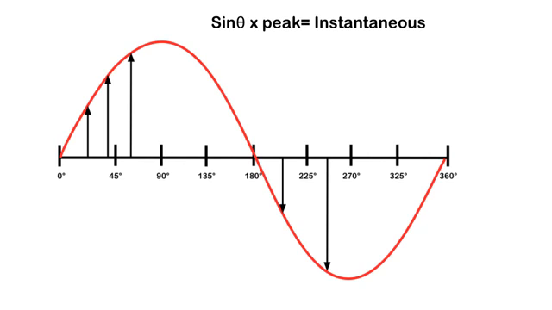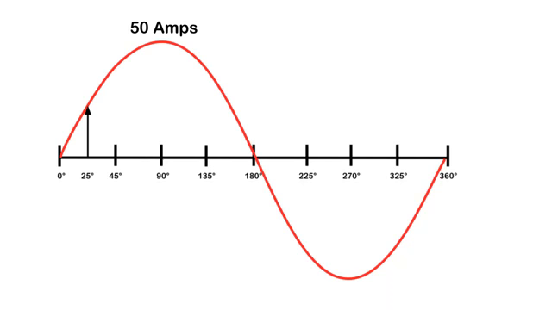We're going to use the formula: the sine of theta times peak equals your instantaneous value. So if I take the sine of any angle along here, say this is 22.5, this is 40, this is, say, 50 degrees, all I would have to do is take the sine of 22.5 times whatever the peak value is, and that would give me the instantaneous value along this sine wave. As an example, let's take a sine wave that has a maximum current of 50 amps, and I want to calculate what the current is going to be 25 degrees into the cycle.